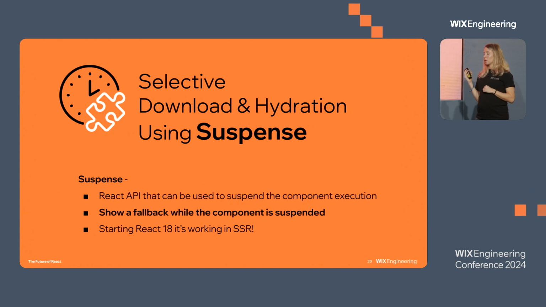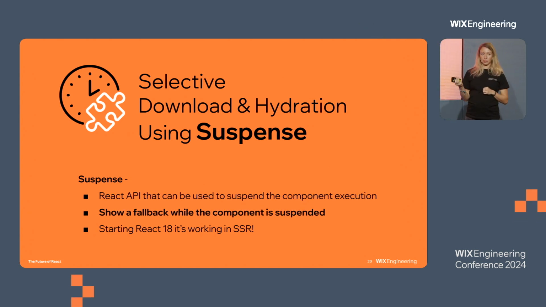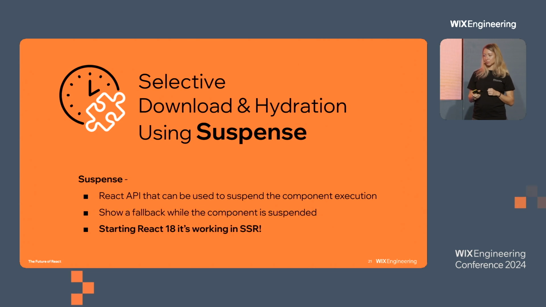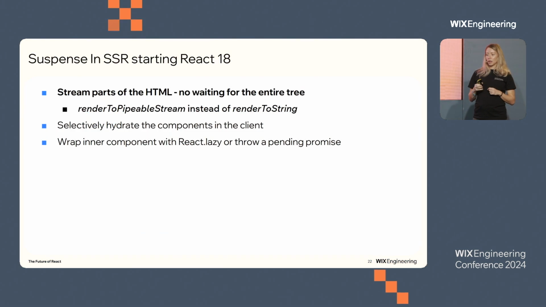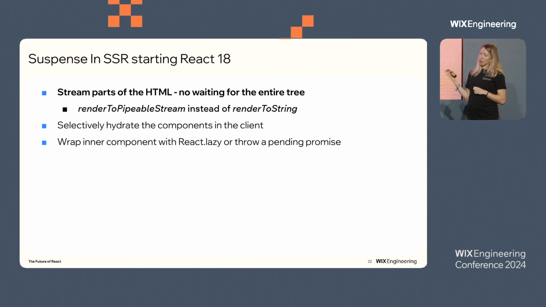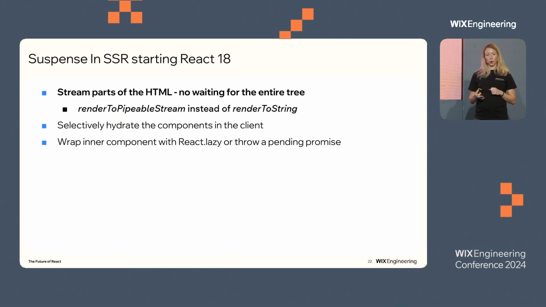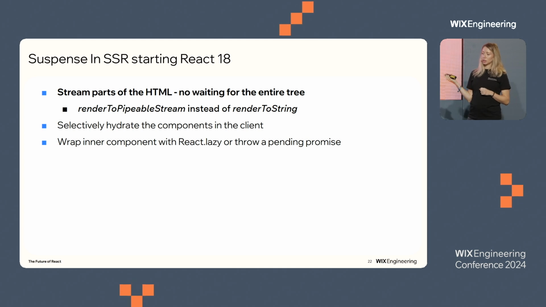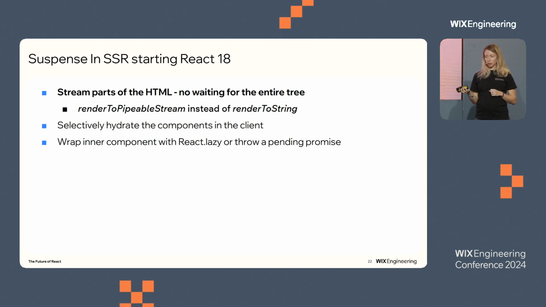It is a way to show a fallback while the component is suspended. In previous versions of React, we had the Suspense API, but it didn't work in SSR. Starting with React 18, we can use Suspense also in SSR. That means that we can stream parts of the HTML once the components are ready, without the need to wait for the entire tree to be rendered.